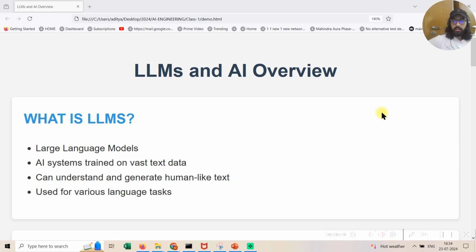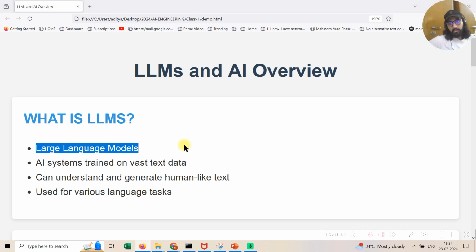So, today we'll be talking about LLMs, what LLMs are, and why there is so much buzz about LLMs these days. So, let's just start with the very basics. What are LLMs? We'll start with the full form. LLMs are large language models. I think you would have heard about that.